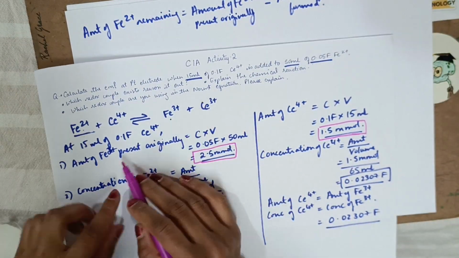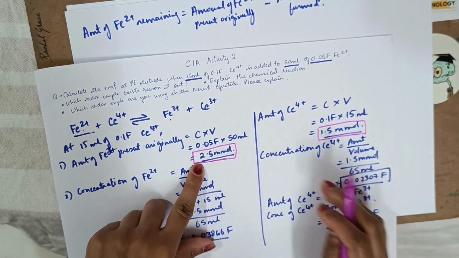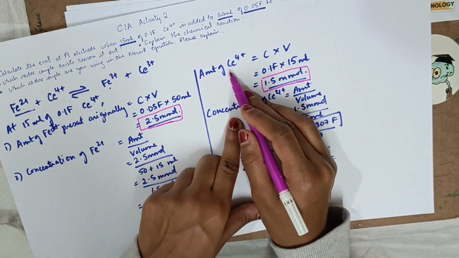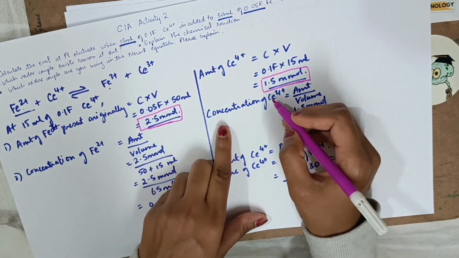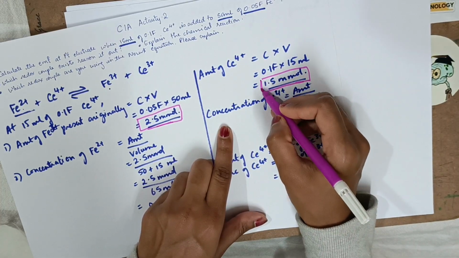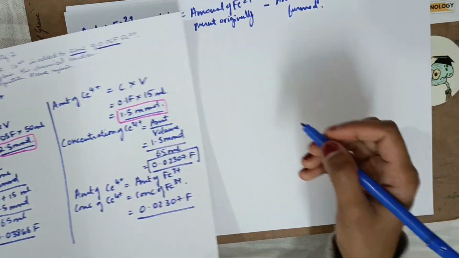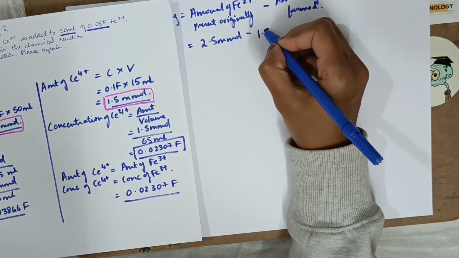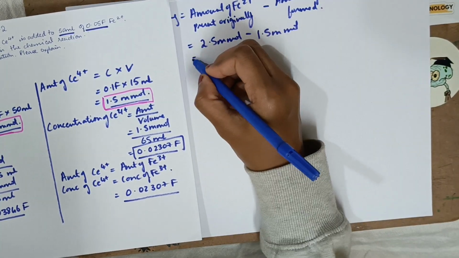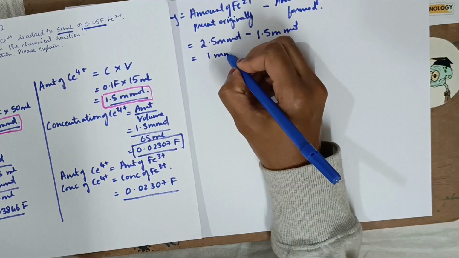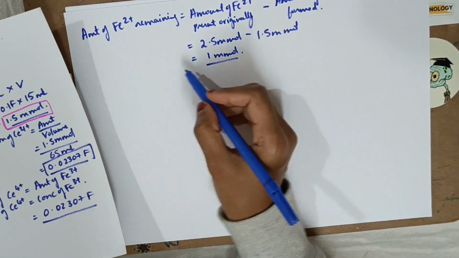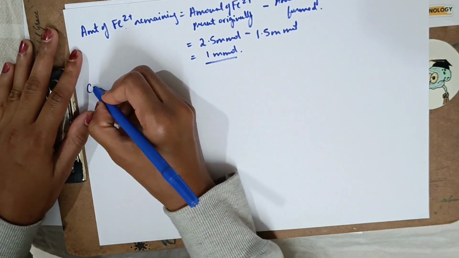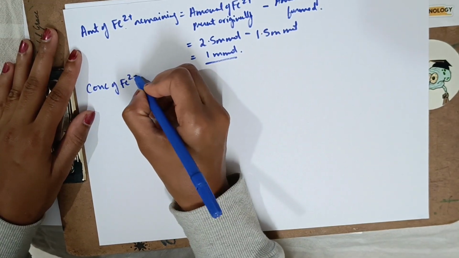The amount of Fe2+ present originally is 2.5 millimole, and the amount of Fe3+ formed is equal to the amount of cerium4+ that is present, which is 1.5 millimole. We can write it as 2.5 millimole minus 1.5 millimole, which is equal to 1 millimole. So the amount of Fe2+ remaining is equal to 1 millimole. Now we need to find the concentration of Fe2+ remaining.